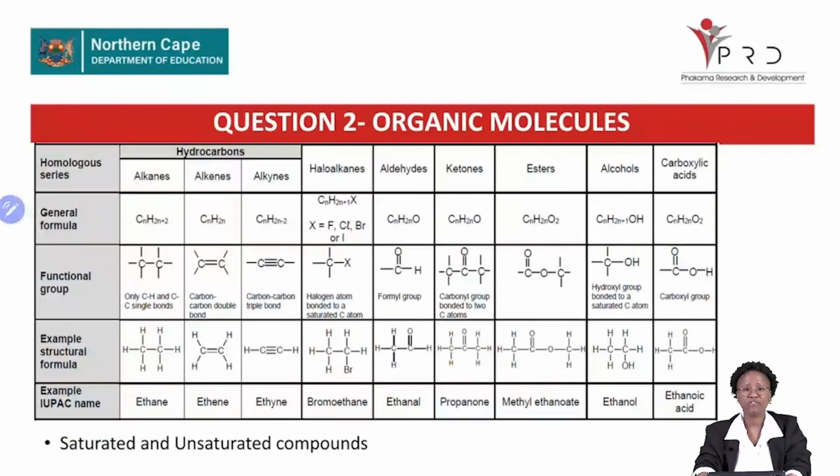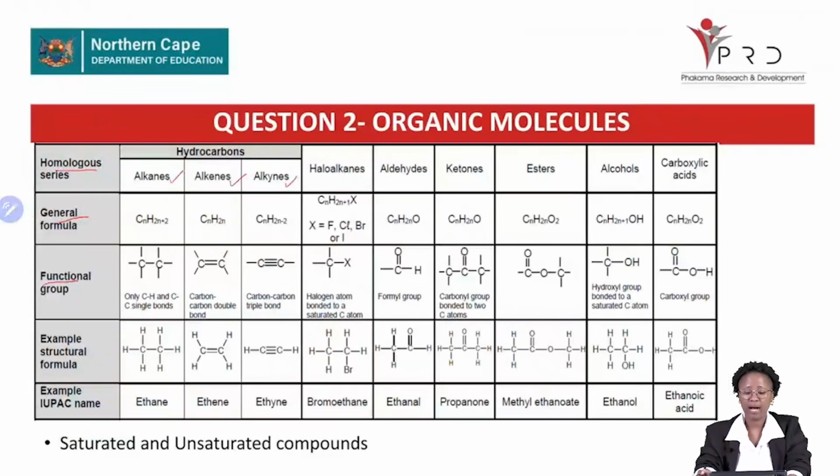Now, over here, I've given you a summary of what you need to know when we are looking at organic molecules, which is question 2. We know that we are looking at the homologous series, the functional group, and the general formulas, okay? These 3 are the most important for now. I know that most of you know about alkanes, alkenes, alkynes. You are confident when it comes to these three.